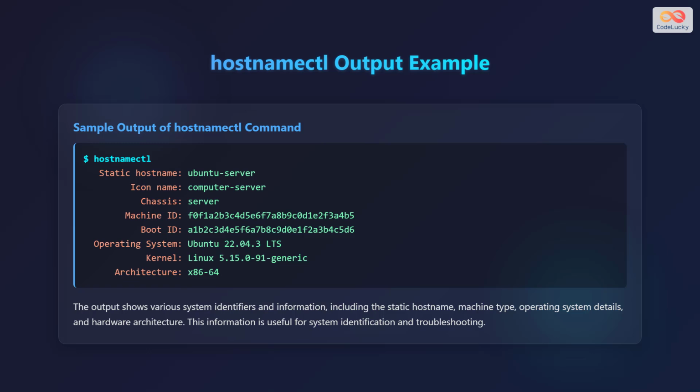Here's an example of what the output of the hostnamectl command looks like. When you run hostnamectl, you'll see various system identifiers and information, including the static hostname, shown here as ubuntu-server, the machine type, the operating system, Ubuntu 22.04.3 LTS, and hardware architecture. This information is useful for system identification and troubleshooting. The static hostname indicates the persistent name of the system. The icon name represents the type of machine, such as computer-server, and the chassis specifies the physical form factor, such as server.